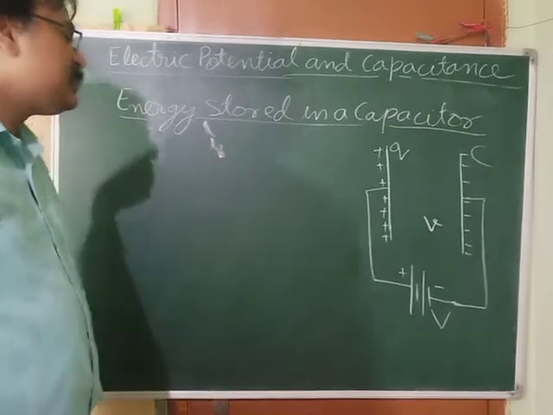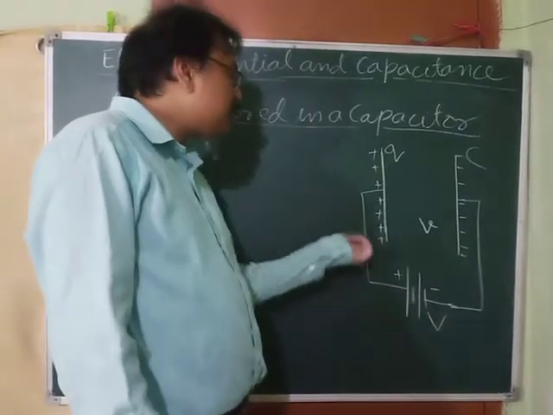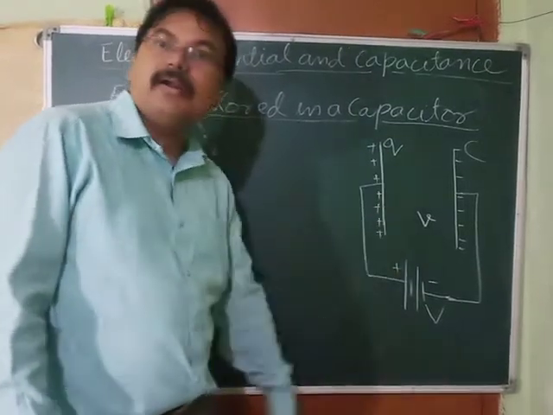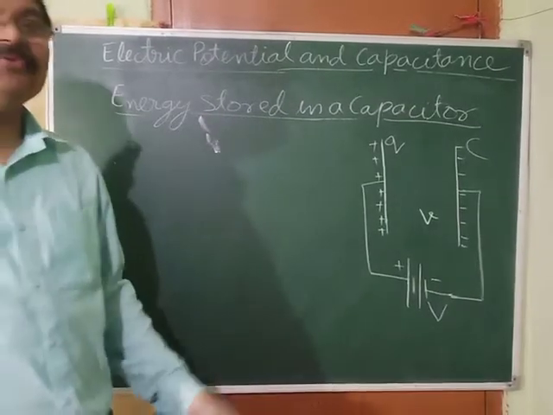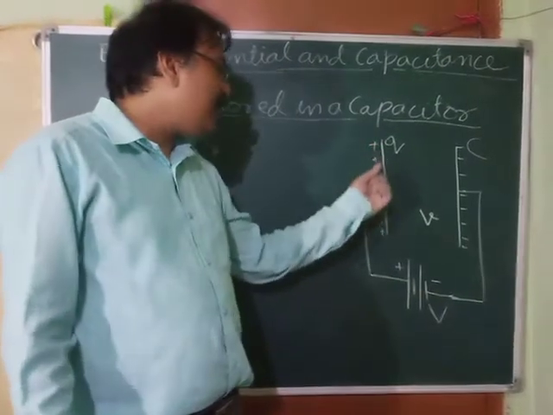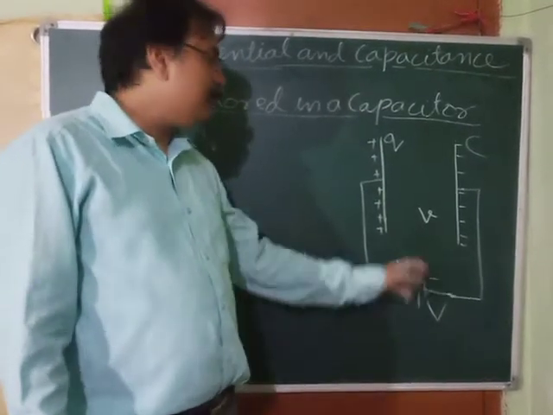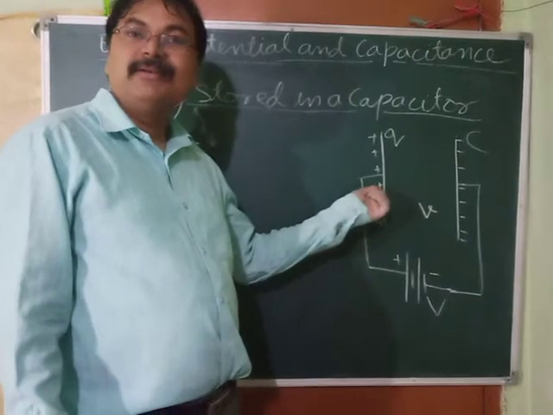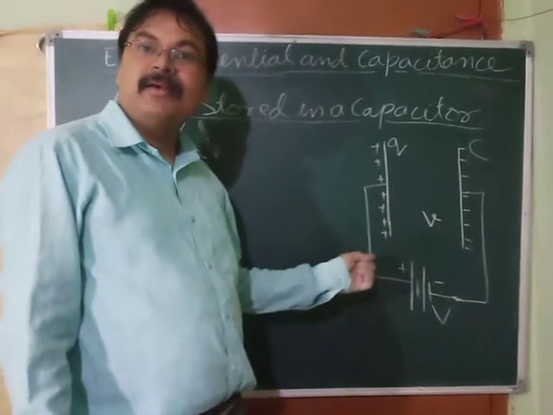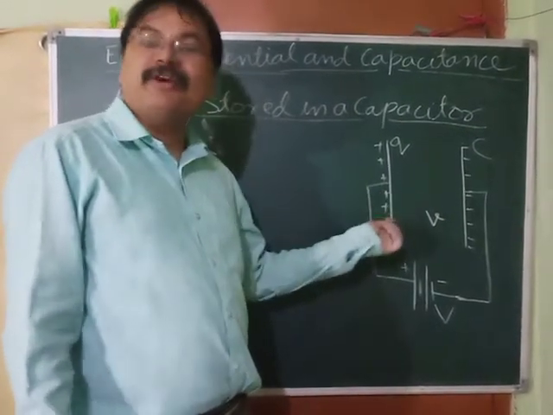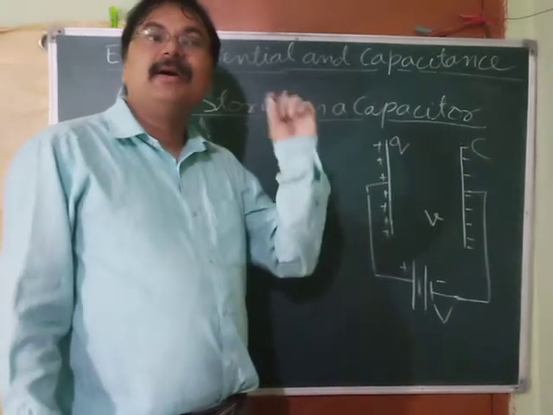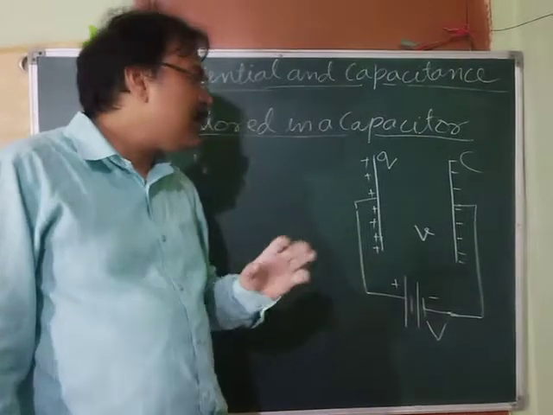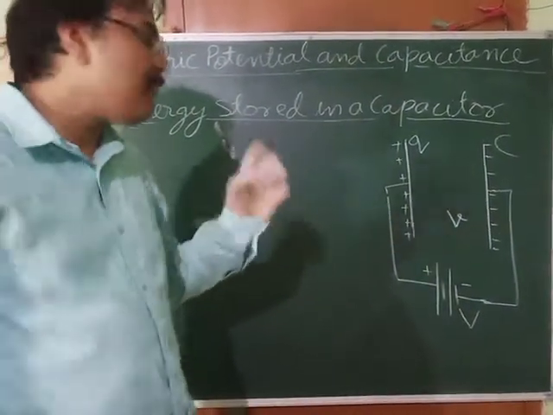Now what happens, suppose we want to put a charge dq on this plate. Will this plate accept it? No way, because see, this already has got lots of positive charge due to which the potential is v. Suppose you want to put a charge dq on this, so positive will repel. So the battery has to do some work in order to place here dq amount of positive charge. So how much work the battery has to do, that we have to find out.